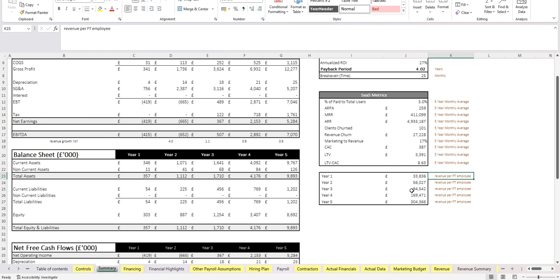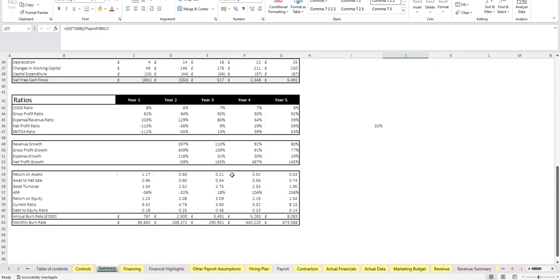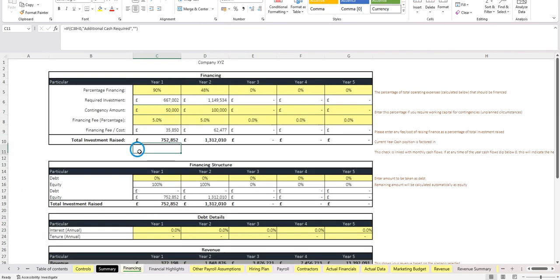So as you grow the company, how much revenue do you expect to get from each of your full-time employees, okay? So obviously, you take an average here, because some would think this is too high for year 5. And some other metrics here: net profit ratios, monthly burn rate, very important, okay? So financing now, okay? Let me go to this because this is important.